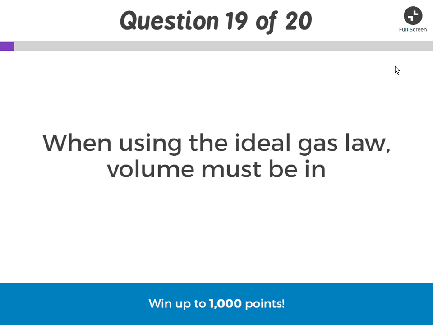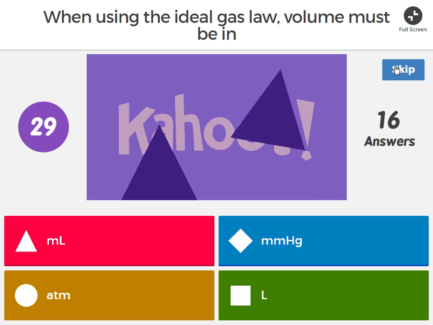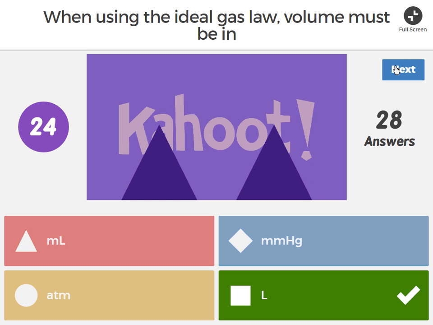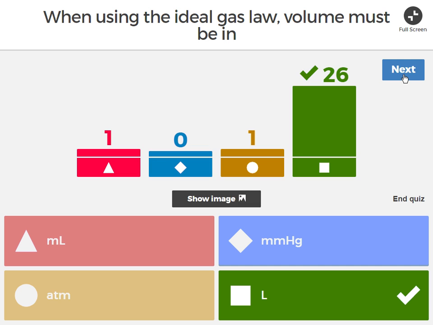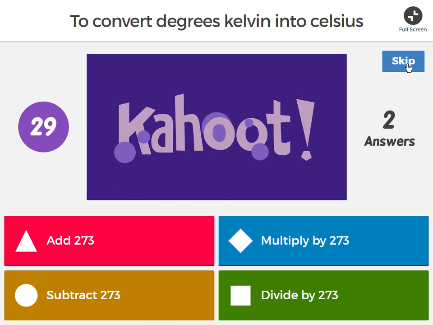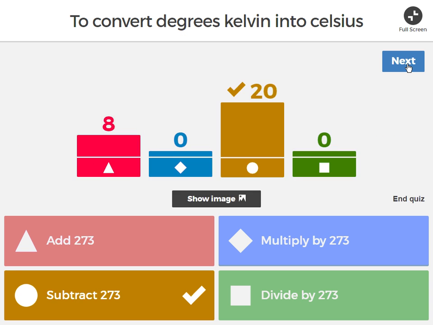Okay. When using the ideal gas law, volume must be in, this is a unit. Let's go, last one. Awesome. Good to go. Liters it is. One more. Convert Kelvin into Celsius. Yes, I got it. Oh. That's actually a trick question. It was not a trick question. Oh. It was a reading question. And I said it really loud, but we do know that we're going the other way, right? So you got to subtract.